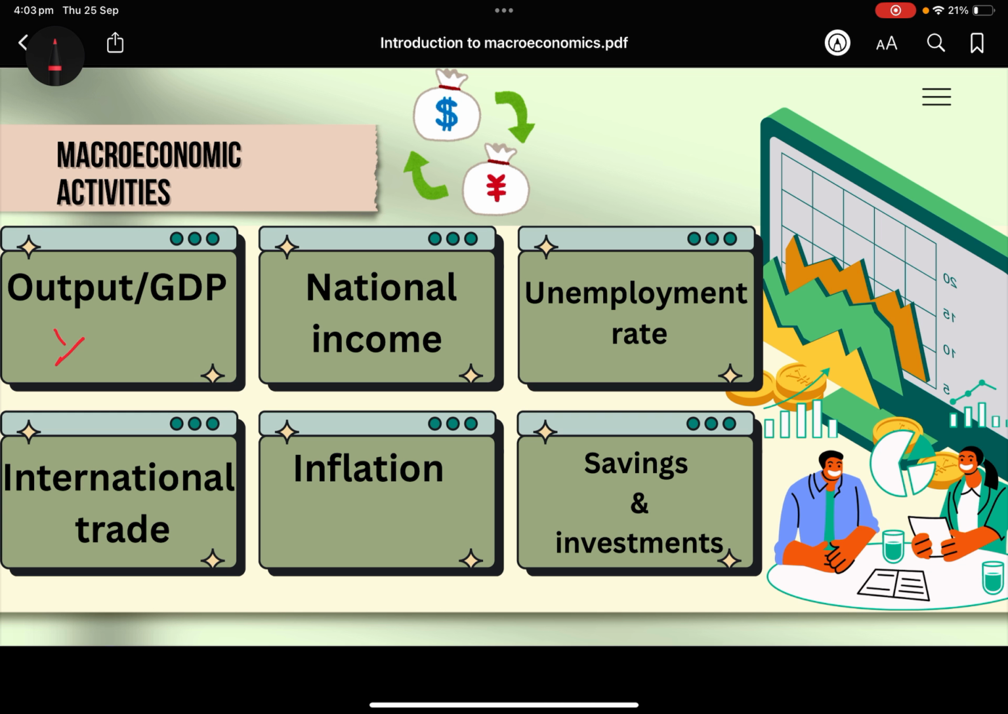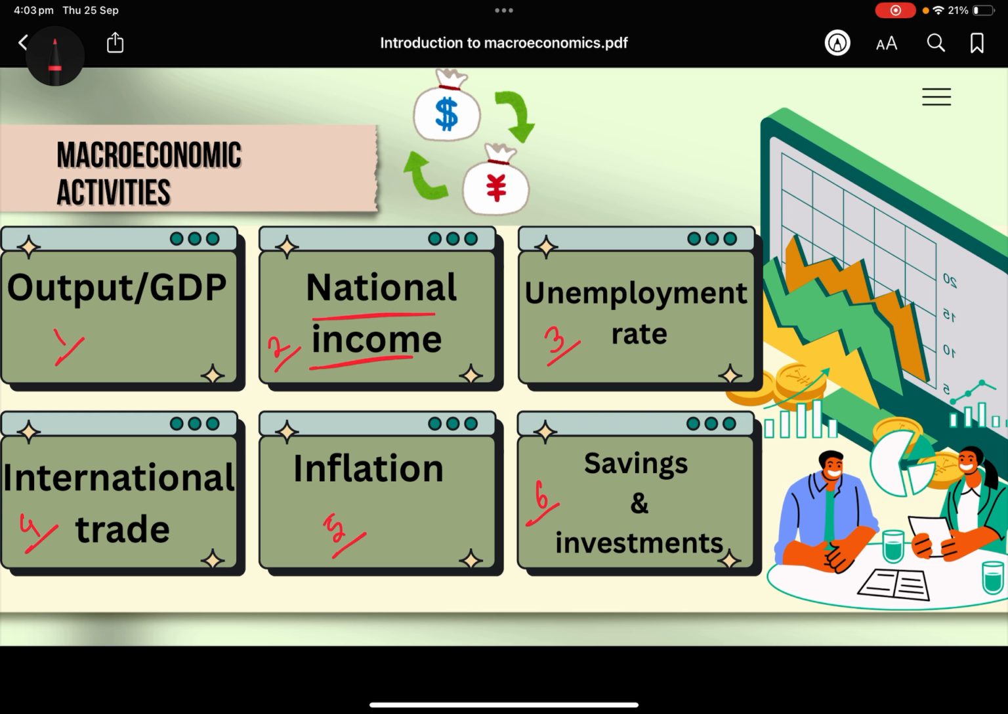Here are some examples. The first point is output or GDP. The second point is national income. The third point is the unemployment rate. The fourth one is international trade, the fifth point is inflation, and the last one is savings and investments. What is GDP? The full form of GDP is gross domestic product. We will get into more detail about this a little later.